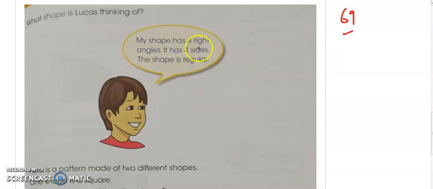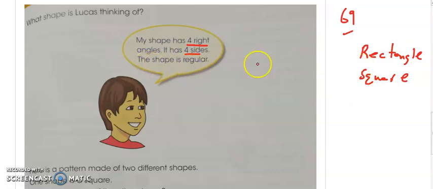Now there are 3 things given. First of all, the shape has 4 right angles, and it has 4 sides. Now 4 sides and 4 right angles can be a rectangle or a square. It can be a rectangle or it can be a square. And then the third condition will let us distinguish between these two, saying the shape is regular. Now a rectangle cannot be regular. It means it is a square. So the shape is going to be a square.